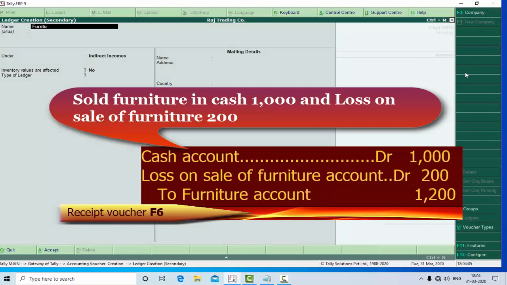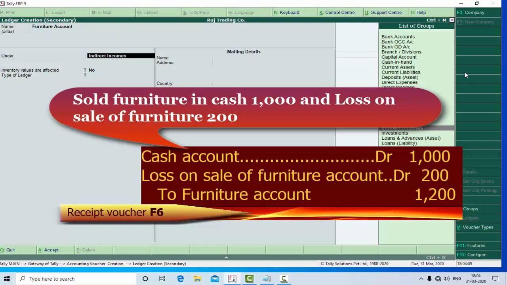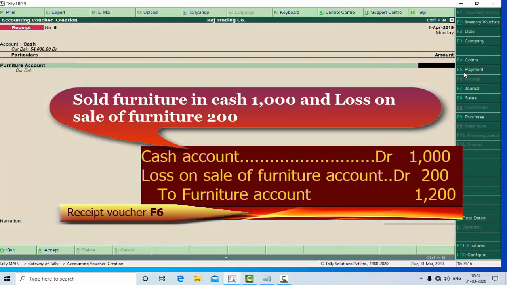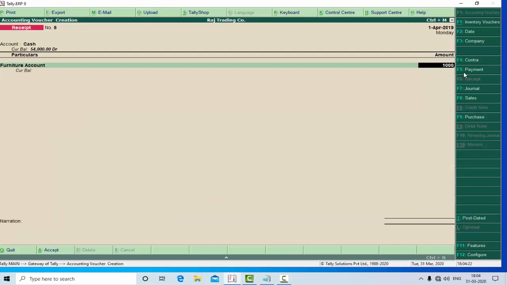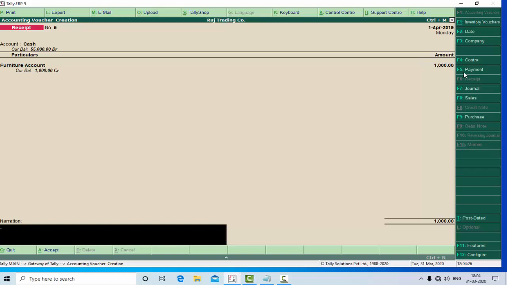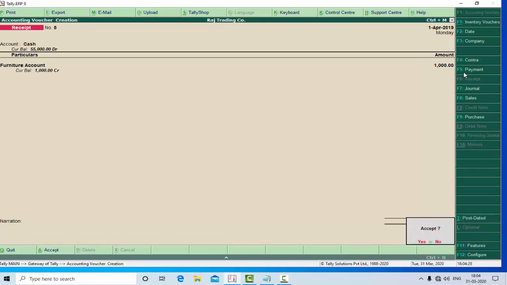So that account is not created. We will create the furniture account, and that is our asset of the business, fixed asset. So I think you understand how this account will be created, and the amount is 1,000 with the sale value. In receipt voucher, entry will be recorded with the sale value, and narration you can type yourself, narration of this entry.